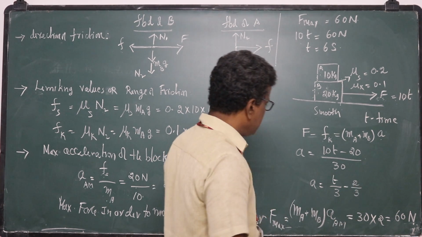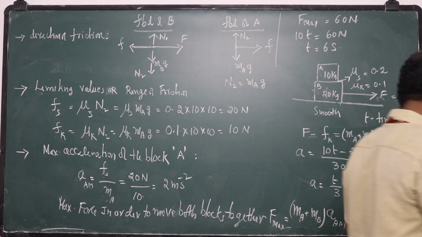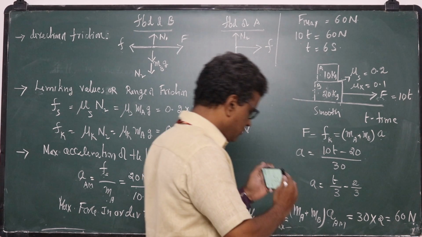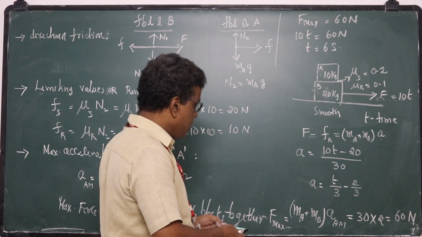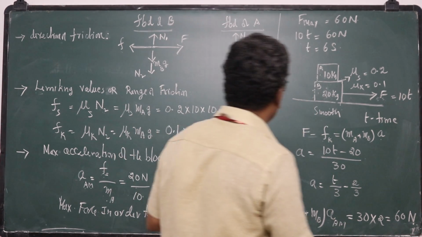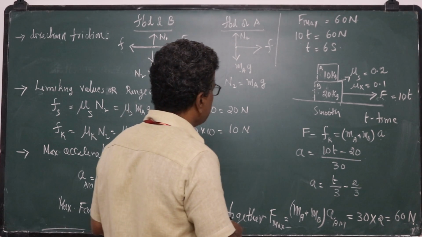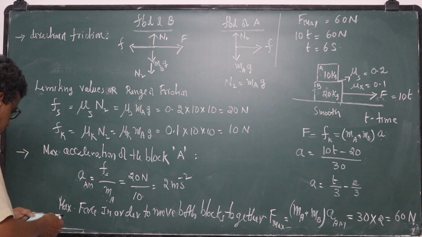So this common acceleration is t by 3 minus 2 by 3, and this is the total mass. We want the acceleration of these two blocks. So what is the common acceleration?